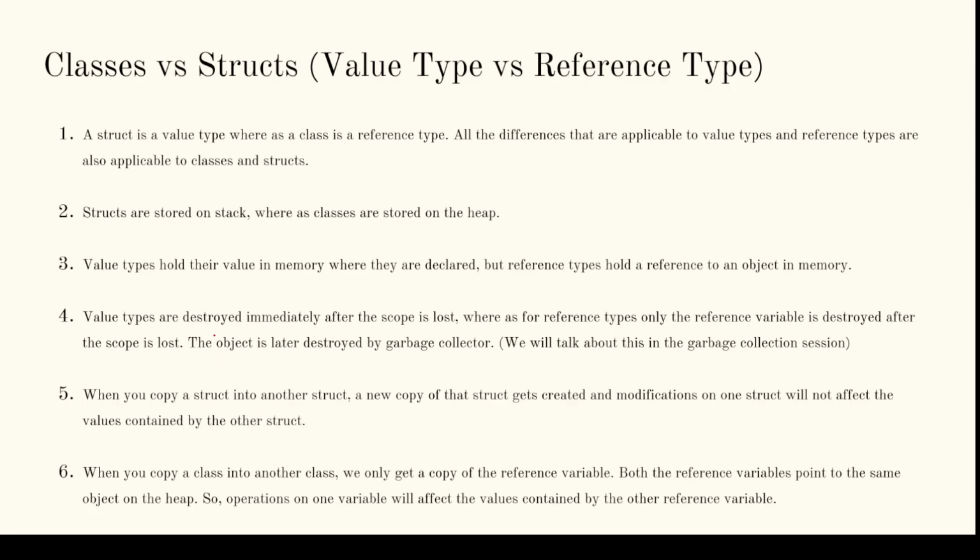Value types are destroyed immediately after the scope is lost, whereas for reference types, only the reference variable is destroyed after the scope is lost. The object is later destroyed by the garbage collector. We will talk about the garbage collector in future videos, but let's now go to Visual Studio and try to understand what is scope and how it will be different for a value type and a reference type.